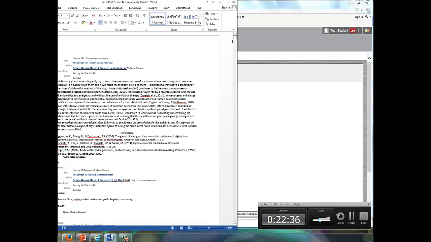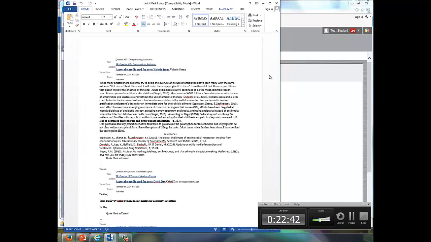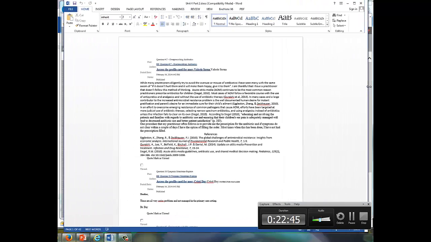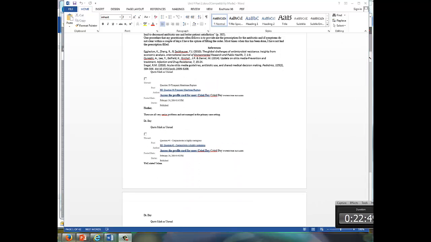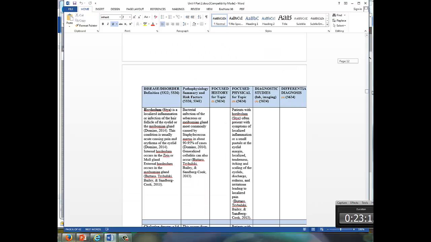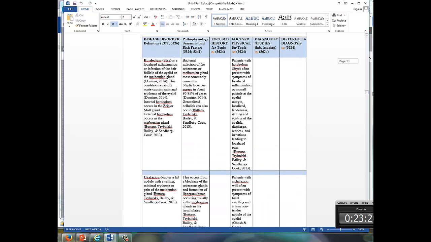Okay, so this is talking about antibiotic overuse in acute otitis media, and I think probably you all understand the reason for that. It's kind of beaten into your head to not prescribe unless it's needed, unless it's indicated. And now we're going to get into the eyes a little bit. We're going to look at the styes.